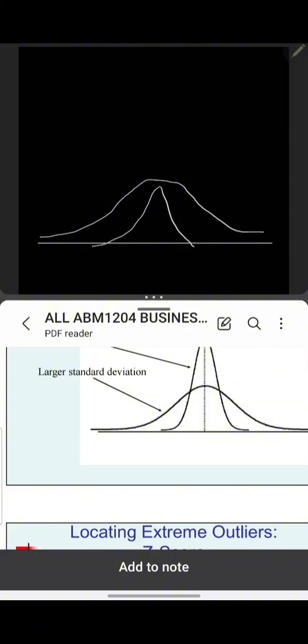Are you seeing? So you tell me which one has a higher standard deviation and which one has a lower. Which one has a higher standard deviation? This one. Yes, it is this one. You label it. Put an arrow and say larger. Then the other one? This one. Smaller. Perfect.